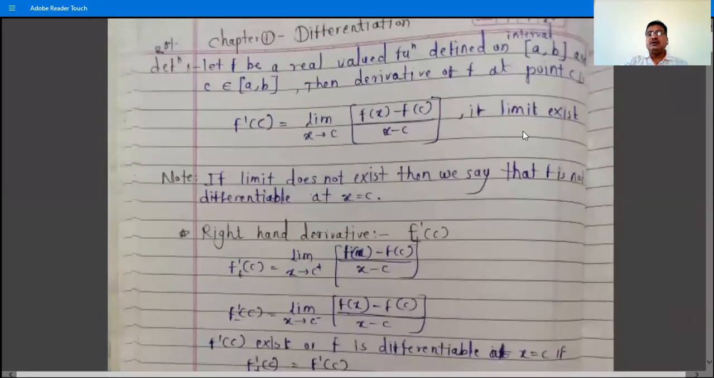The wording is: if the limit exists. That is, if this limit does not exist, then we say f is not differentiable at x equal to c. And we know that the limit does not exist if the right hand limit and left hand limit are not equal, that is, limit x tends to c plus of f of x minus f of c divided by x minus c, and limit x tends to c minus of the same expression, are not equal. If this limit does not exist, then f dash c does not exist, that is, the derivative does not exist. f is not differentiable at x equal to c.